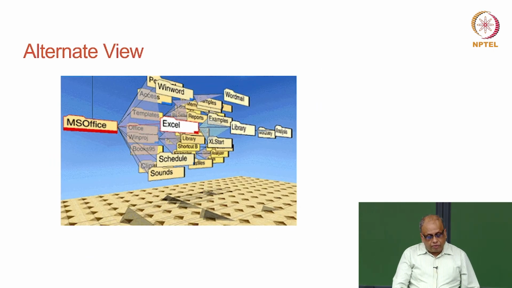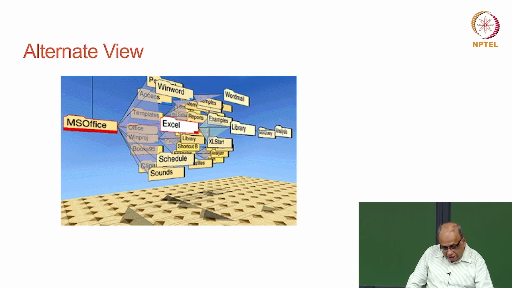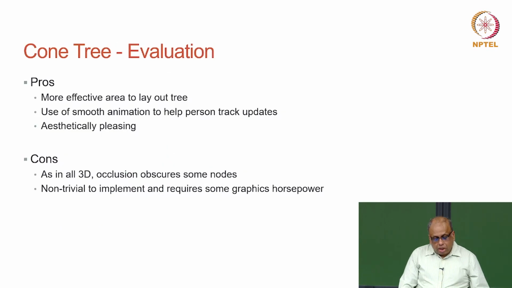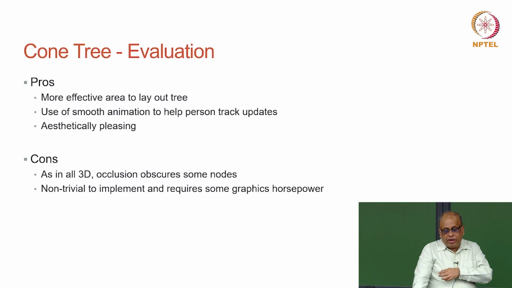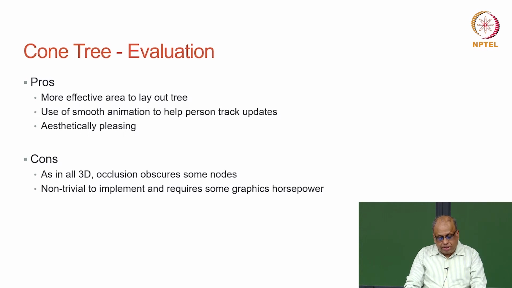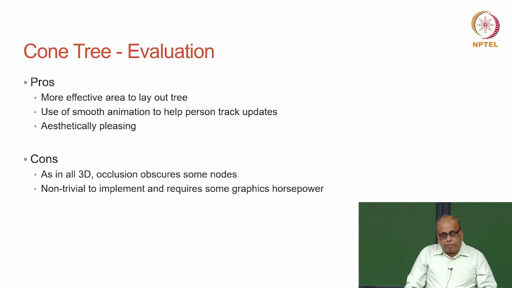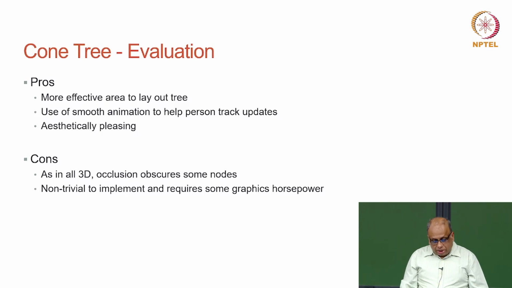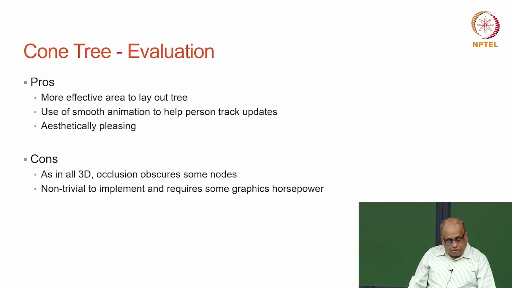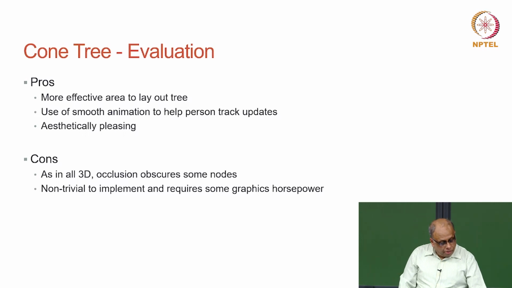And this is another view of the cone tree that can be seen. The cone tree is a more effective way to lay out trees and uses smooth animation to help a person track updates, and it is aesthetically pleasing. The disadvantage of a cone tree is that with 3D, occlusion occurs. If something is at the back, then you cannot see it. And 3D, of course, is not easy to implement and requires a lot of graphic horsepower.